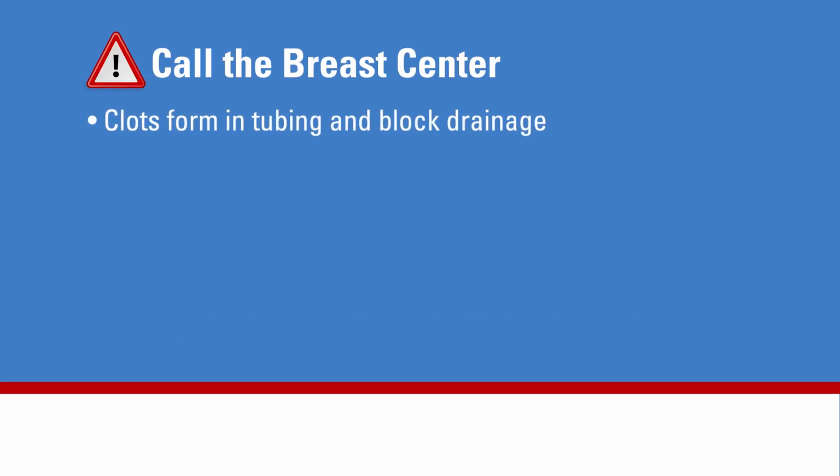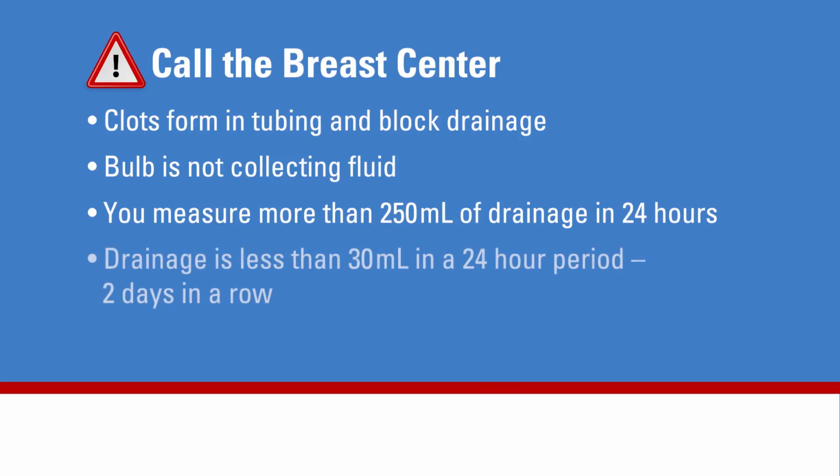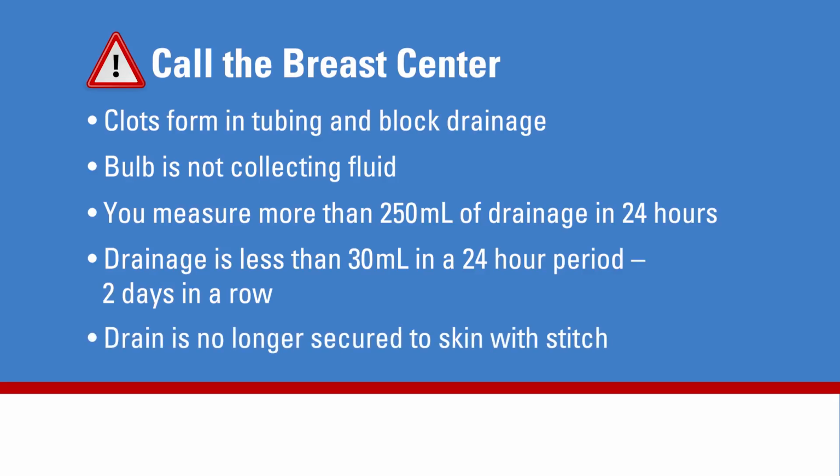Clots form in the tubing and block drainage. The bulb is not collecting fluid. If you measure more than 250 milliliters of drainage from one bulb in 24 hours. If the amount of drainage is less than 30 milliliters in a 24-hour period for 2 days in a row. If the drain is no longer secured to your skin with a stitch.